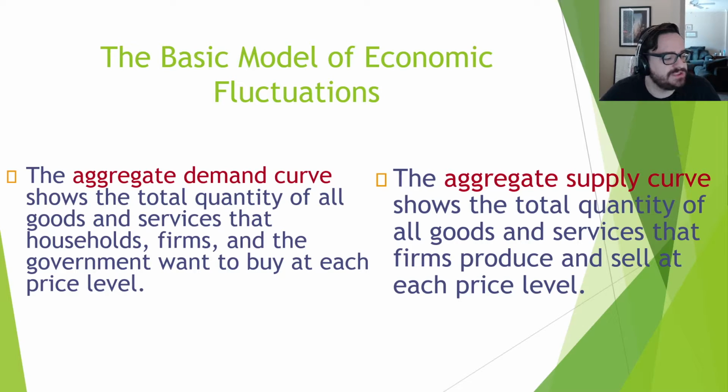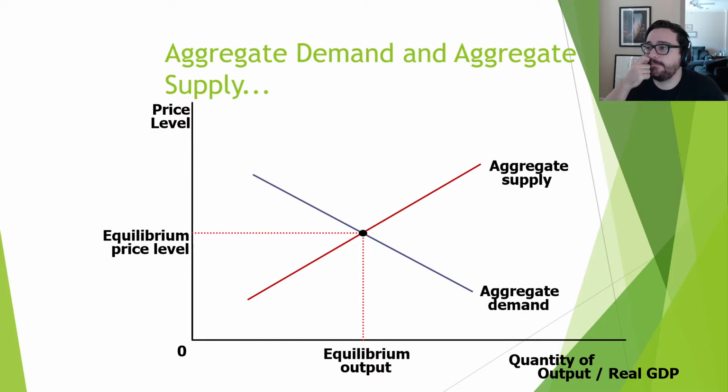The aggregate supply curve shows the total quantity of all goods and services that firms produce and sell at each price level. Now, the thing to mention there is that price level is the price of all goods and services. So here is our full aggregate demand, aggregate supply graph. Looks very similar. Aggregate demand instead of demand, aggregate supply instead of supply. Normally on a supply and demand graph, your x-axis would be quantity of the good, but there isn't one particular good. This is just everything being produced in our economy. So we would say quantity of output, or, and this is what I typically use here because it helps with other questions in the class a lot, real GDP, as that is our best measure of total output in our economy.